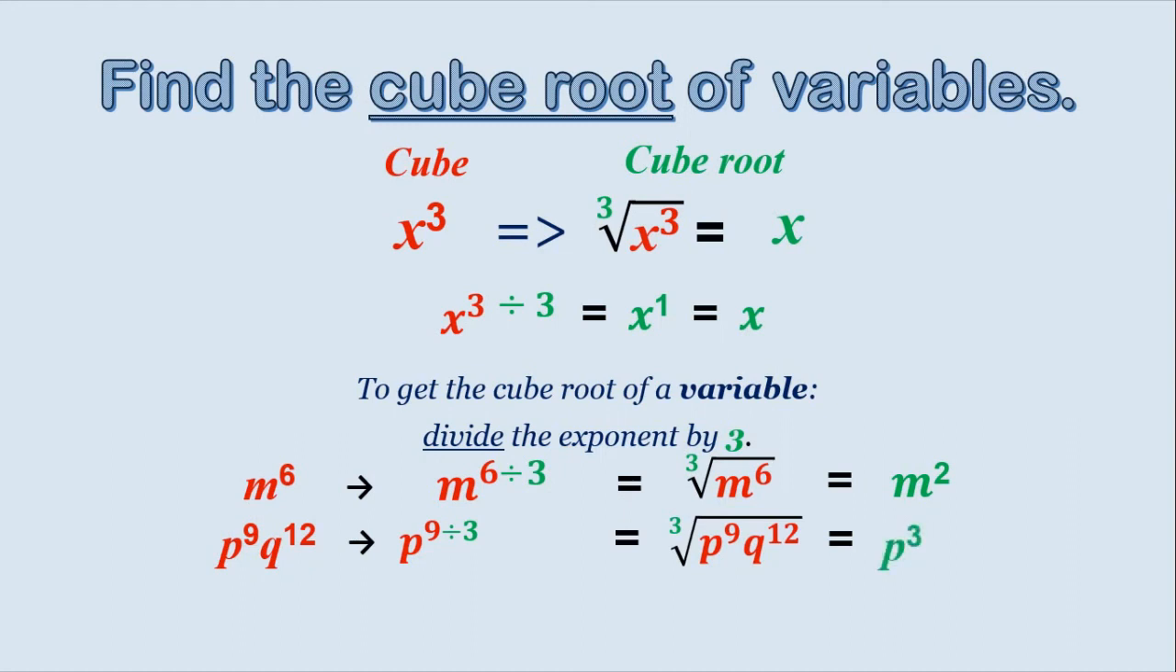Next, divide the exponent of q to the 12th by 3, and what shall we get? Right again, that will be q to the 4th. Therefore, given a cube expression p to the 9th q to the 12th, its cube root will be p to the 3rd q to the 4th.